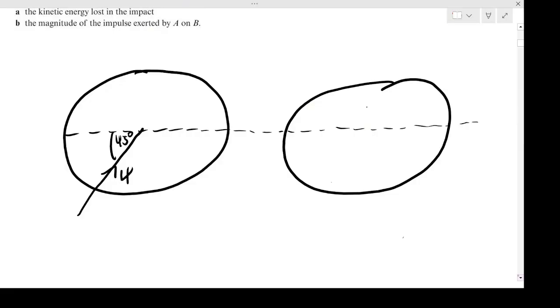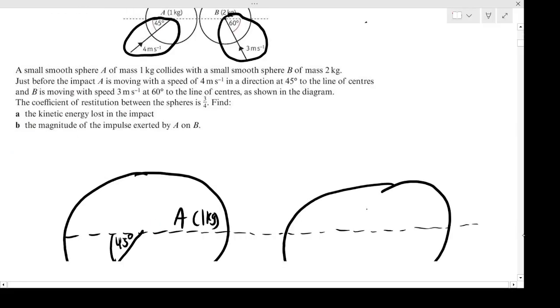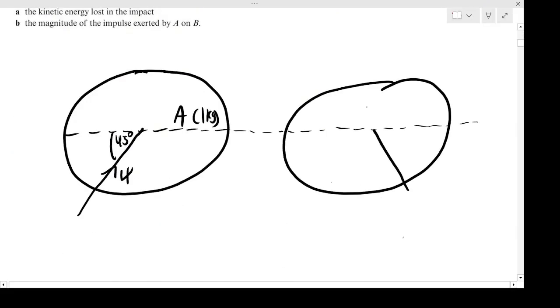And then I'm going to call that A, right? So that's A with mass 1. And then for B, well, now it's going up. It's going with speed 3 at an angle of 60 like that. So if I draw that on, there we are, right? So it's going to be B of mass 2. And there we are. So that's all the information we're given.